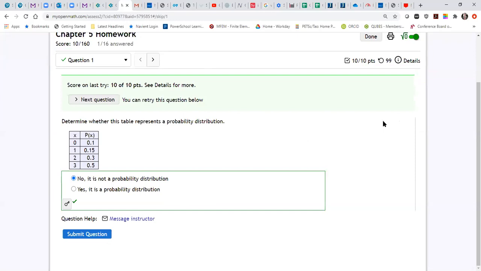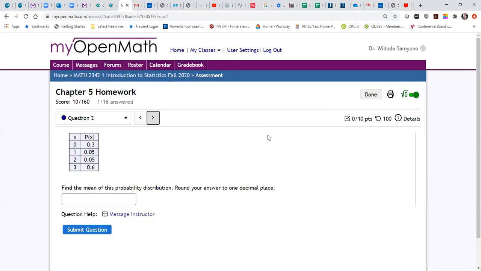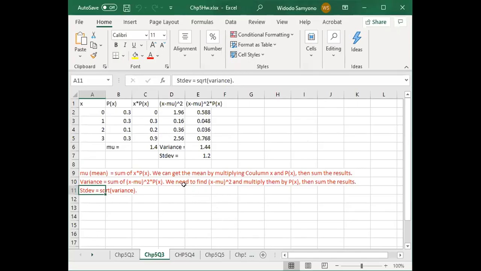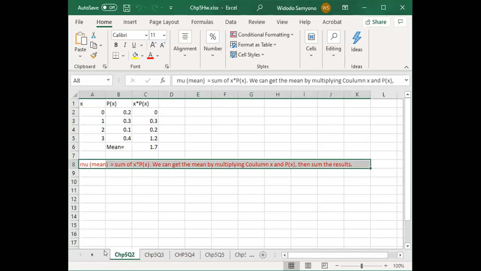Okay, the next question is this one: find the mean of this probability distribution. Round your answer to one decimal place. Let me use the Excel. You need to change this. I need to go to question number 2, which is looking for the mean. You need to replace this number with the number in the problem.